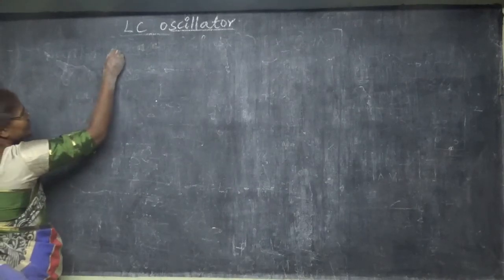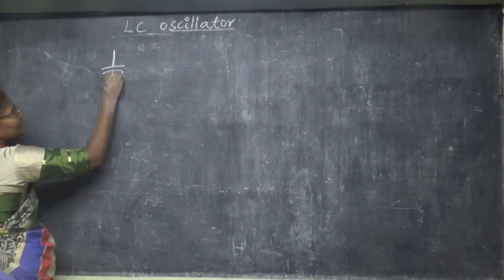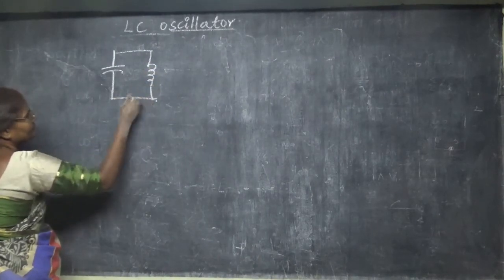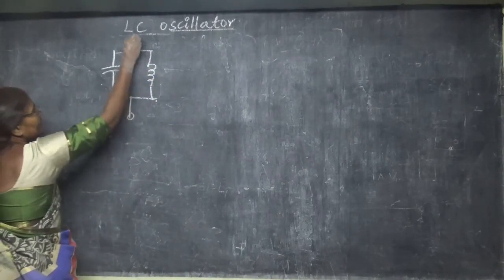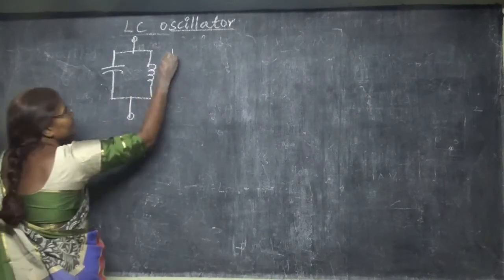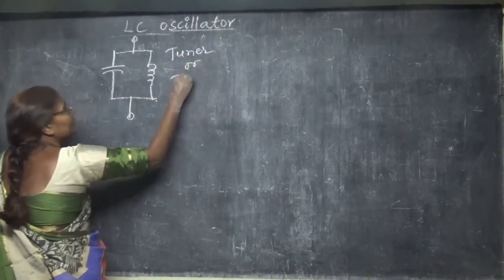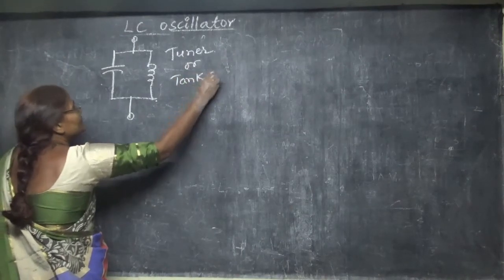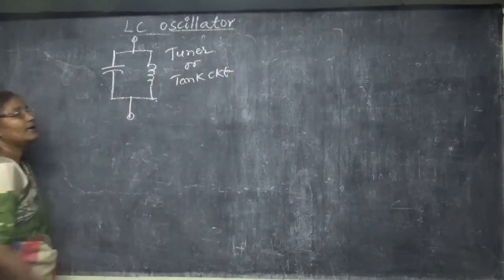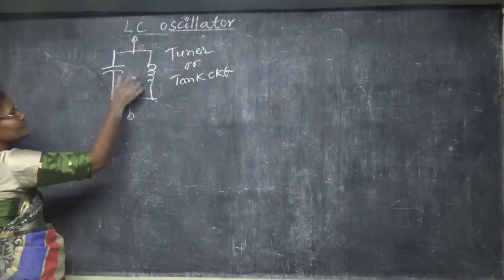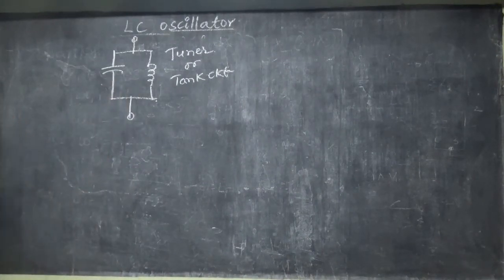In radio communications we come across a circuit. That circuit is called a tuner circuit or tank circuit. So this is the circuit of that. It is a tuner or tank circuit. This is nothing but an LC oscillator. How this will become an oscillator, that we are going to see.